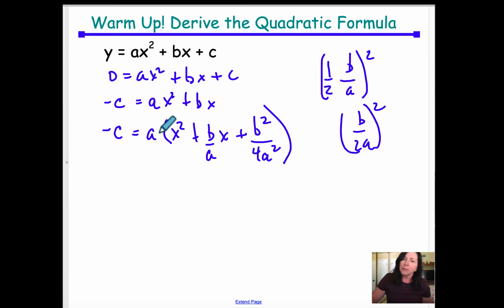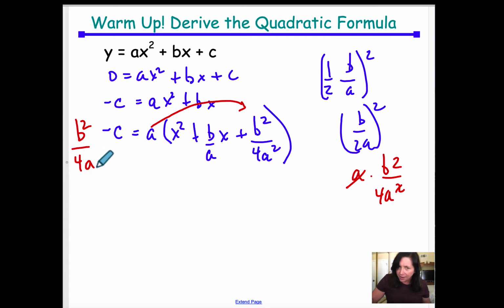Now remember, whatever you add to one side, you do need to add to the other side. But if you factored out something, like this a, we need to put that back in. So that'll be a times b squared over 4a squared. And what happens is one of my a's cancels out. So I'm left with b squared over 4a.